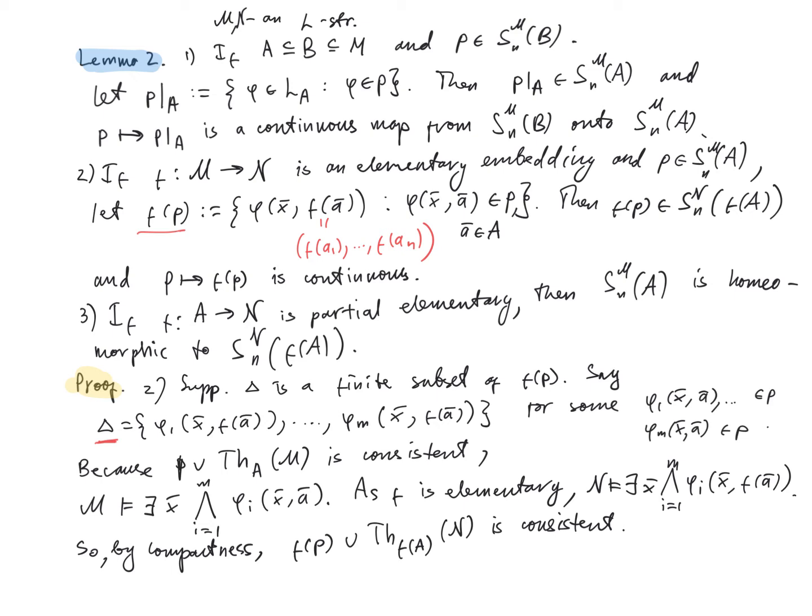immediately from the definition, because for every formula phi with parameters a bar, it either belongs to p or its negation belongs to p, as p was complete. And so for every formula in the set, we get the same, that either phi of x bar f of a bar or its negation belongs to f of p. So this shows that f of p is complete, by definition.